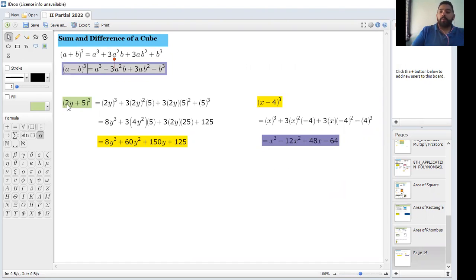In this case, we have 2y plus 5 to the cube power. What you have to do is identify first a and b. Remember, your a is 2y and your b is 5. Then you're going to apply the formula.